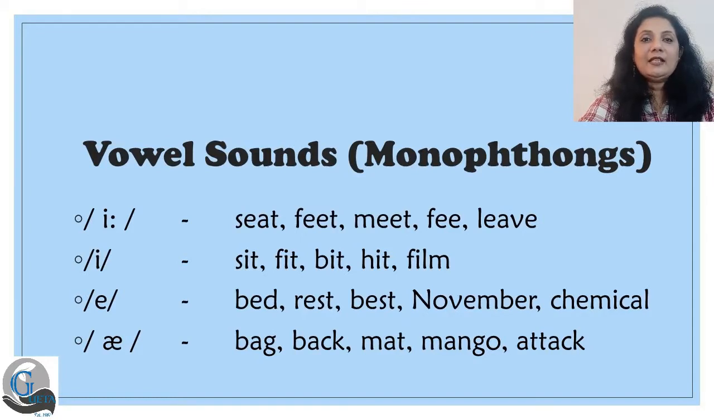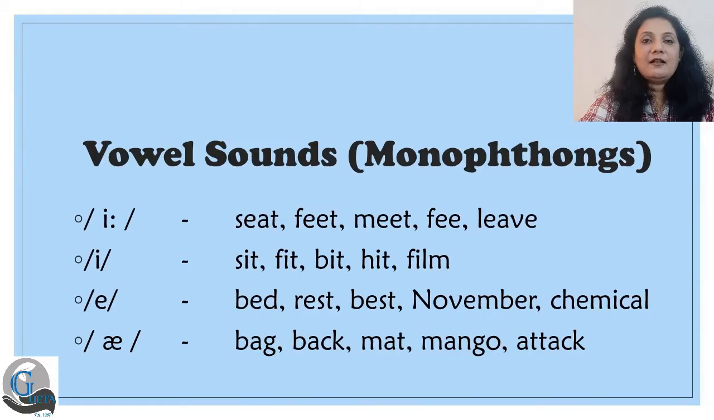Then the next one is the broad sound E, and look at the phonetic symbol. The words are bag, back, mat, mango, attack.